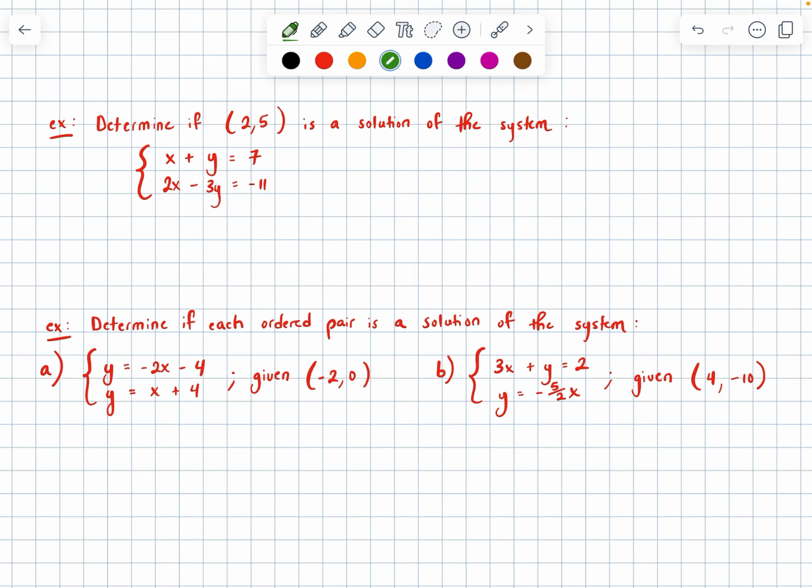How do you think I would check if 2, 5 is a solution of this system? Take 30 seconds. What do you think the method is? Go.